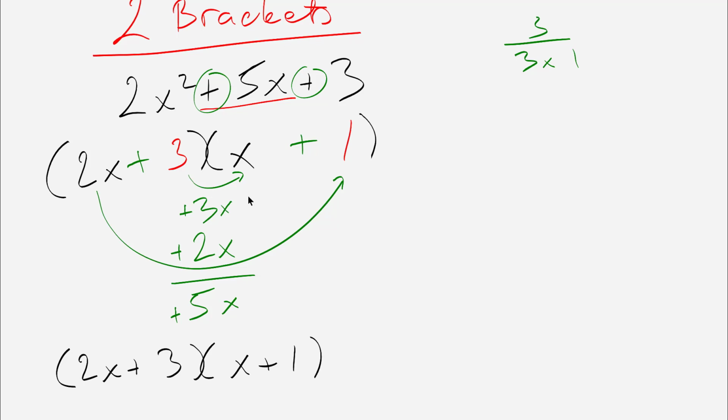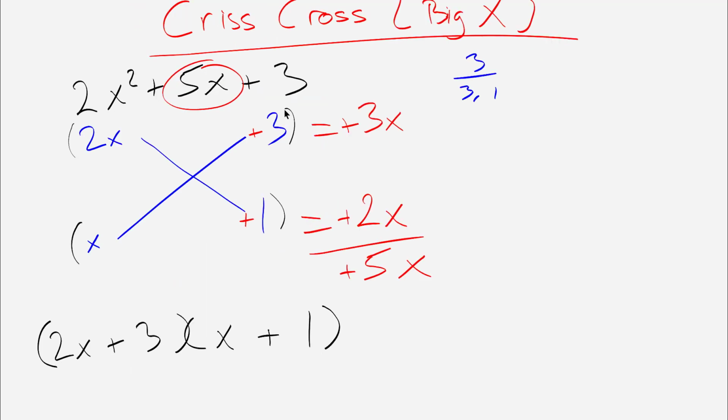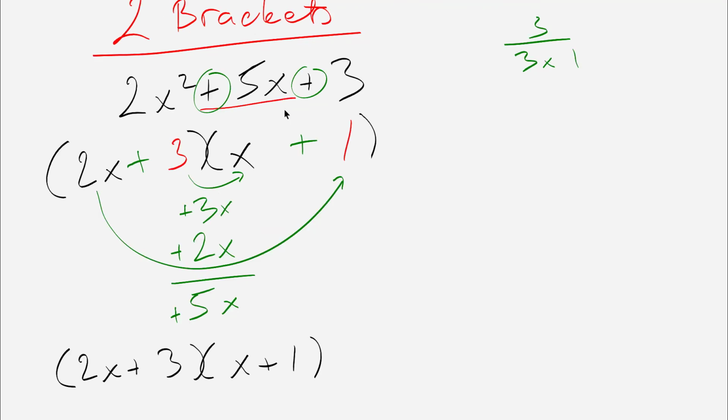A lot of you guys will probably have realized that the two brackets method is really the same thing as the crisscross method. It's just a different way of laying it out. So they're exactly the same method. Well, in this one, you go straight to your two brackets. So as you get quicker, you just go straight to the answer.